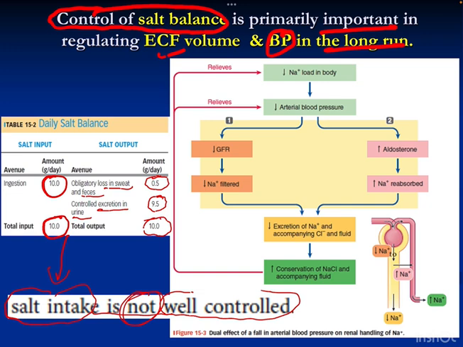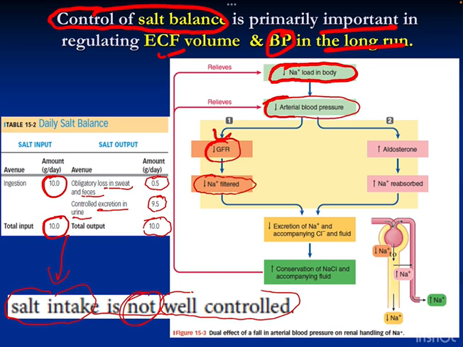Now let's suppose there's a decrease in salt load in the body, like excessive sweating or diarrhea. The salt load in the body decreases, and that decreases the arterial blood pressure with the decrease in blood volume. This will decrease the glomerular filtration rate, which will decrease the sodium filtered by the nephron. So there is a decrease in sodium.